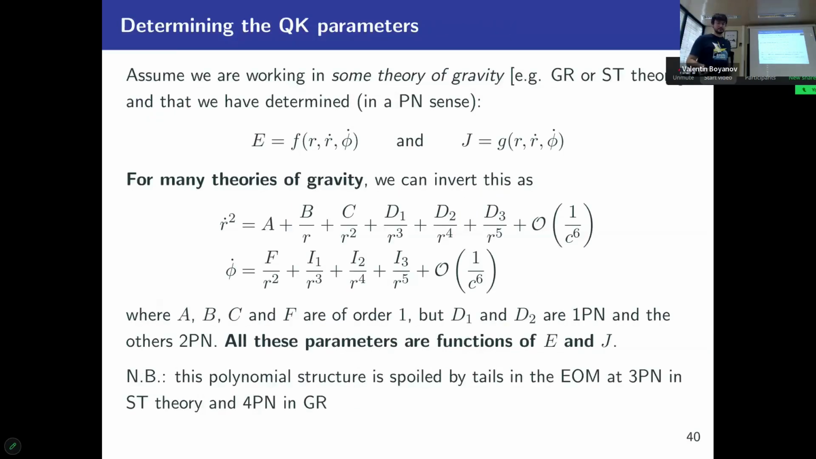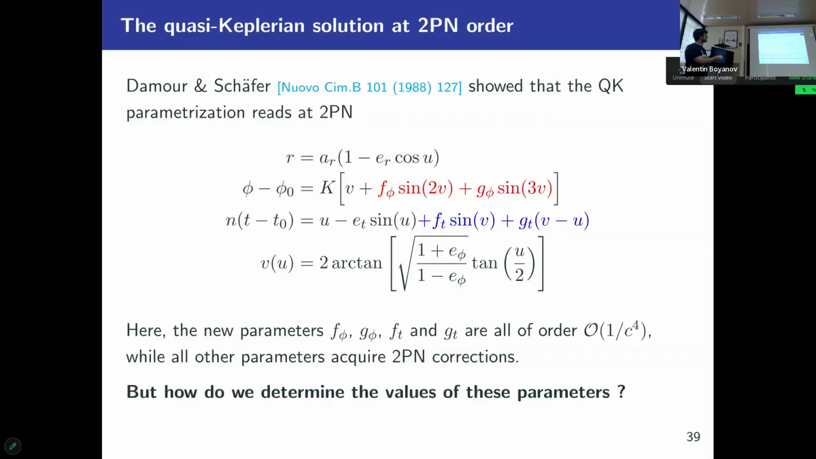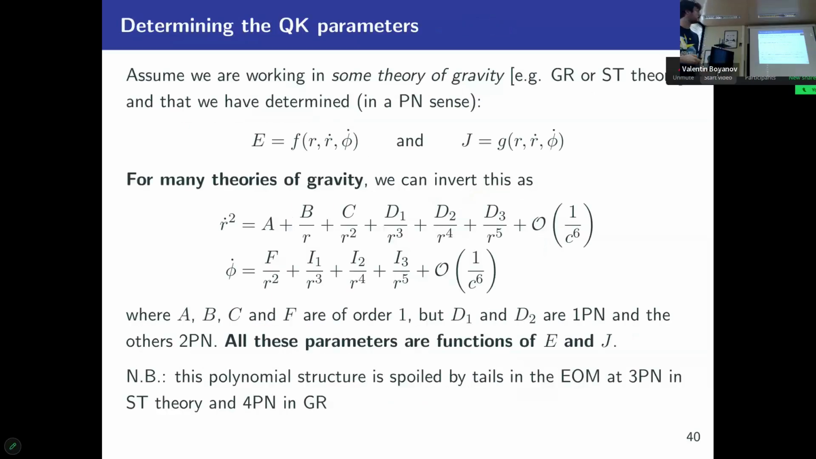So how do you do this? How do you determine the expressions of these quasi-Keplerian parameters in terms of only the energy and angular momentum? That's the goal. Within post-Newtonian theory, you find an expression for a conserved energy and conserved angular momentum, which is basically a complicated combination of your positions and velocities.